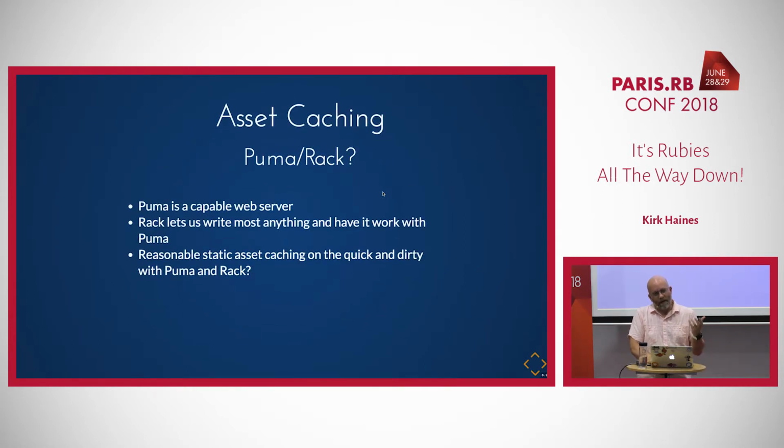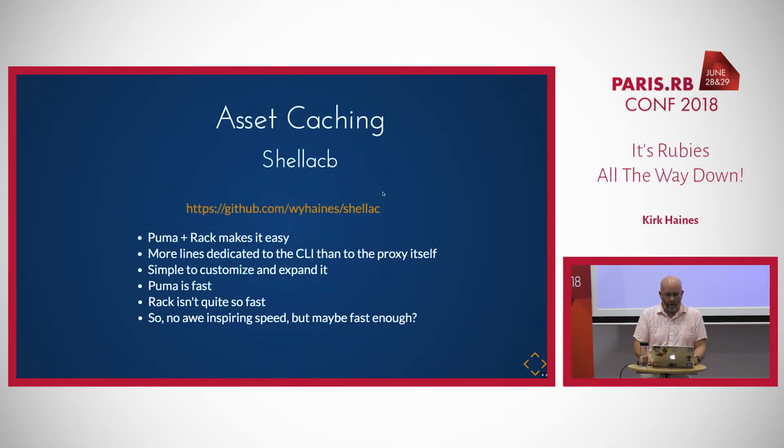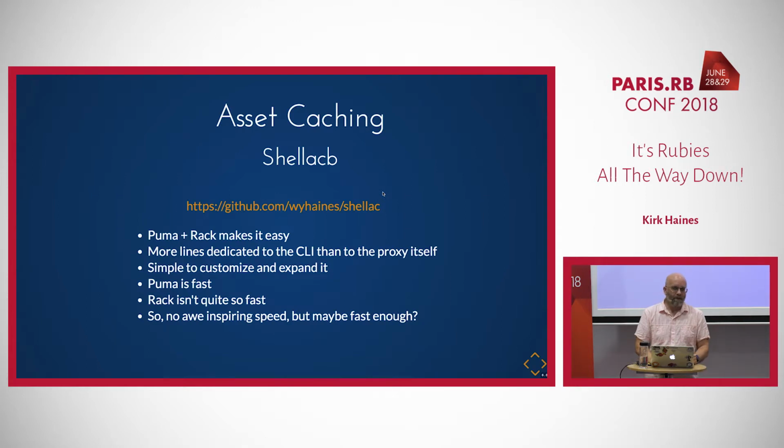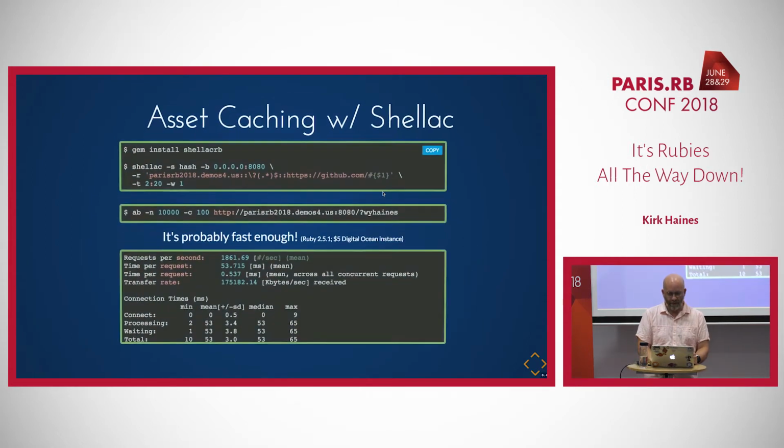And I got to thinking, okay, Puma's pretty fast. We've got Rack. Rack makes it easy to spin up all kinds of crazy stuff. So can we write something in Ruby that's reasonably performant and does the job, just using these off-the-shelf components? And so I threw together this thing called Shellac.